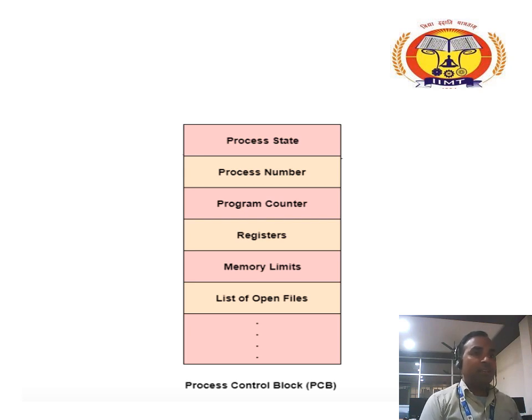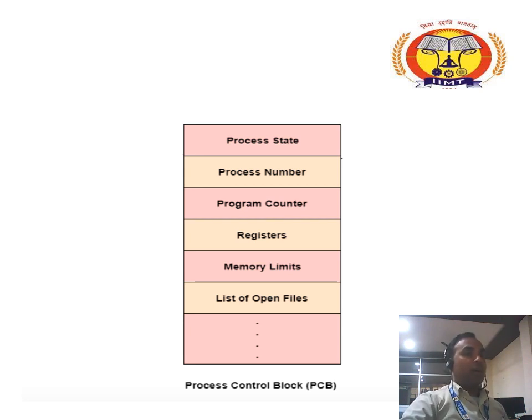Basically, this is the process state, process number, program counter, registers, memory limits, list of open files. So dear students, you must know the meaning of each item which is shown here. First one is process state. There are so many states in a process. We will discuss it in our next slide. What is the process state? There are 5 states actually. We will discuss it later on. So this is called the process state.